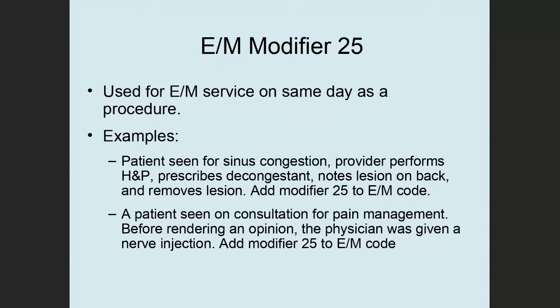to the E&M code. Another example is a patient seen on consultation for pain management. Before providing the opinion, the physician gives a nerve injection. So you have an E&M code for the consultation and a procedure code for the injection, but you add a modifier 25 to the E&M code.